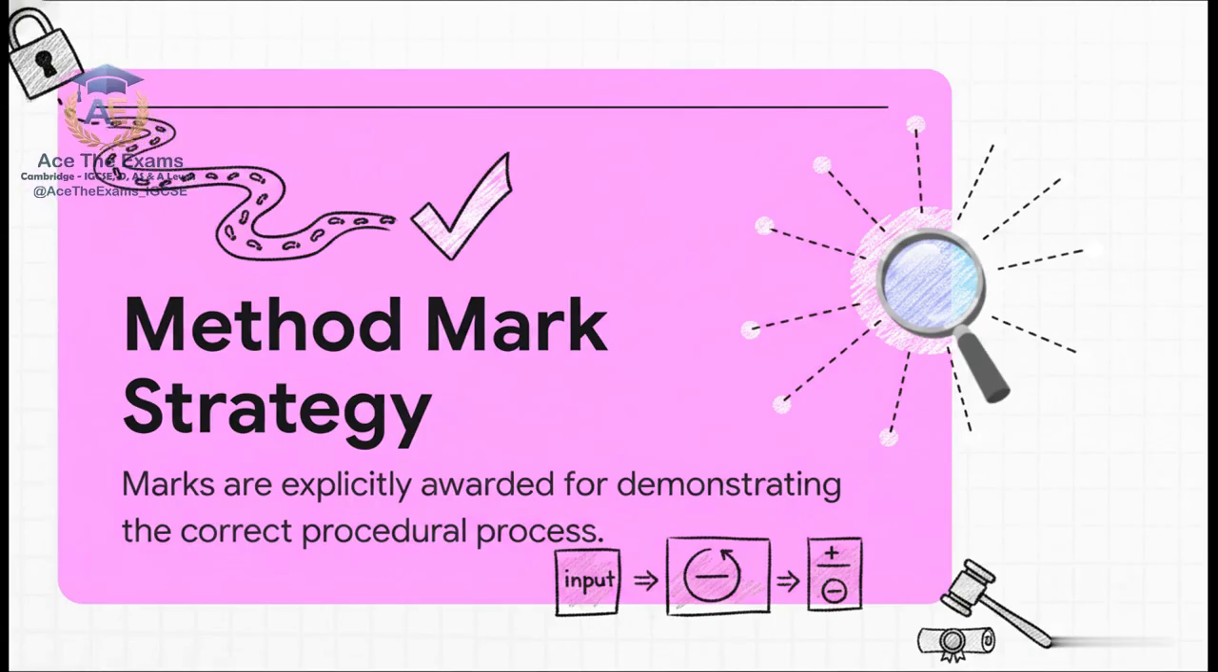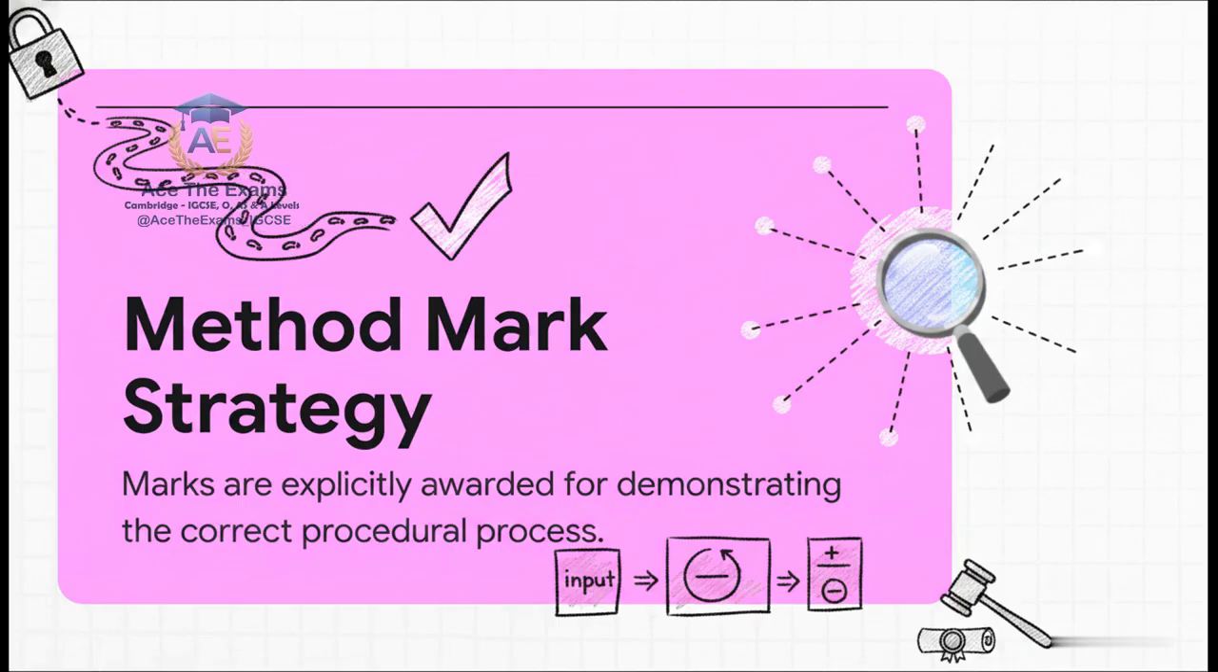This brings us to a heavily guarded secret of top-tier candidates, the method mark strategy. This is an assessment protocol where marks are explicitly awarded for demonstrating the correct procedural process, regardless of whether your final numeric answer is perfectly accurate. The examiner is literally forensically tracking your exact processing steps. They are looking closely at your trail of footprints.